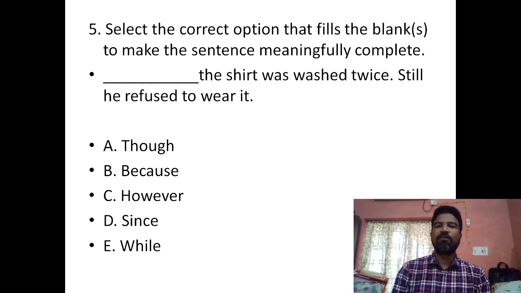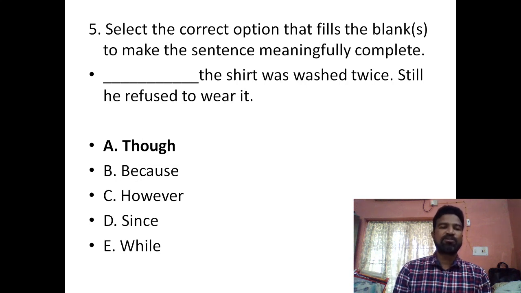Select the correct option that fills the blanks to make the sentence meaningfully complete. Dash the shirt was washed twice, still he refused to wear it. Your time begins now. The answer is "though," option A. Though the shirt was washed twice, still he refused to wear it.